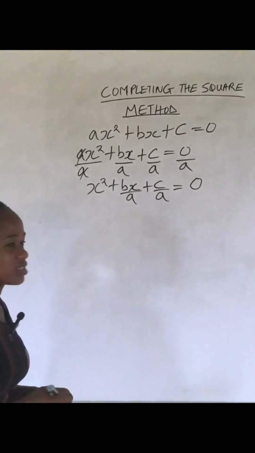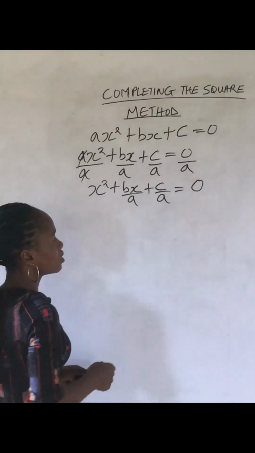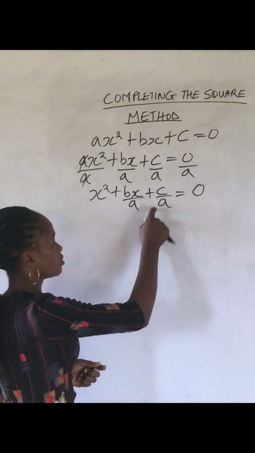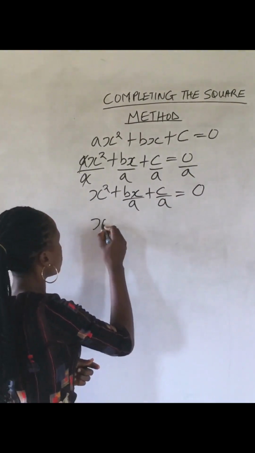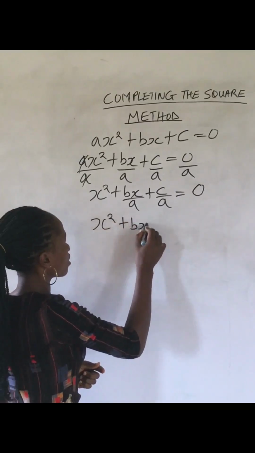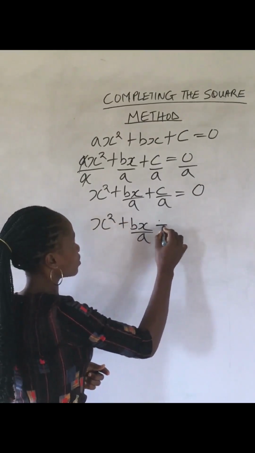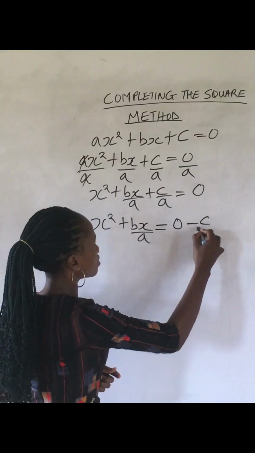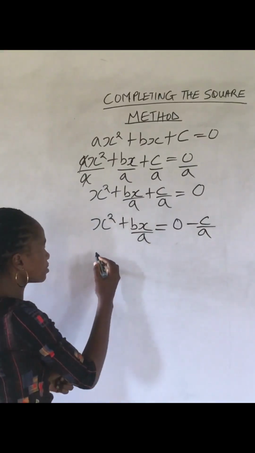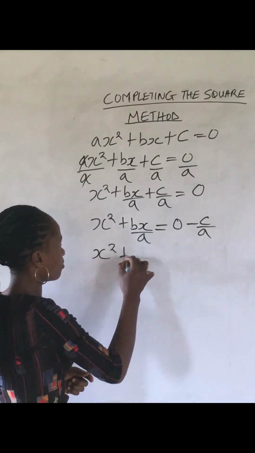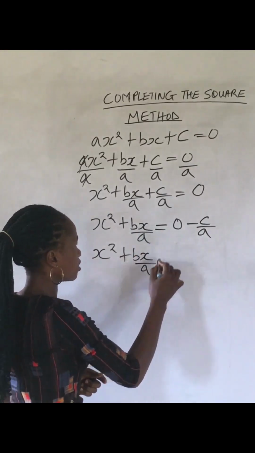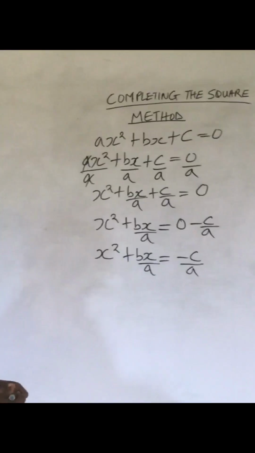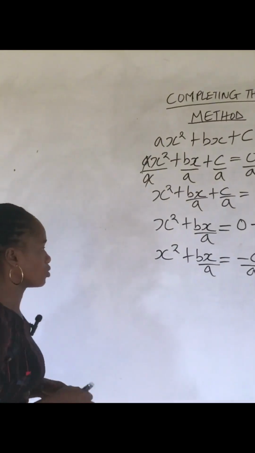So we have that. Now the next step would be to take the constant, this our third term here, to the right hand side. So that will be x squared plus bx over a equals 0 minus c over a. Now what we have left is x squared plus bx over a equals minus c over a. Now, having done this, our next step is to square.